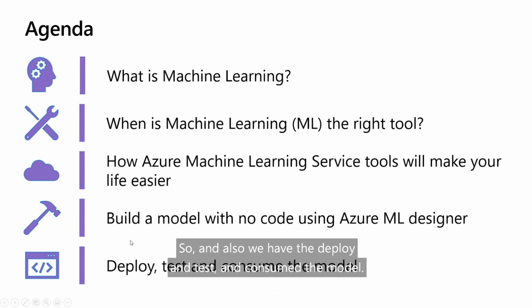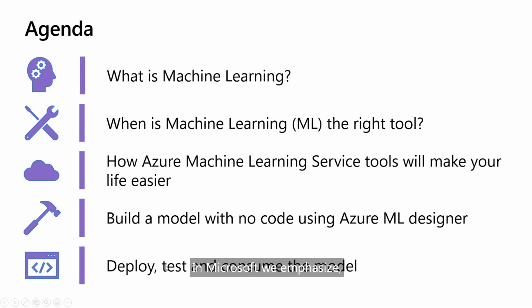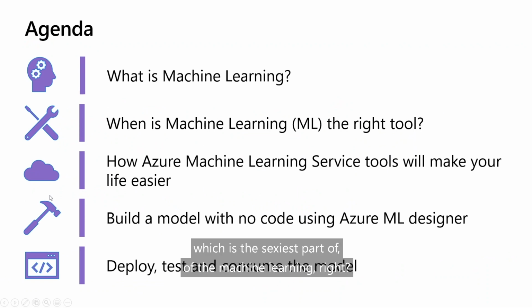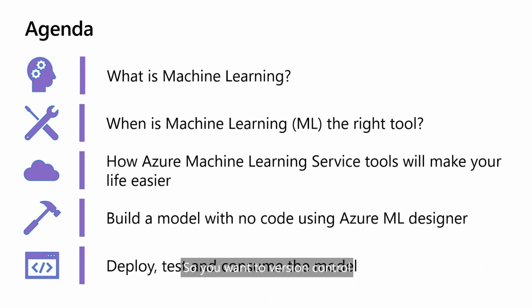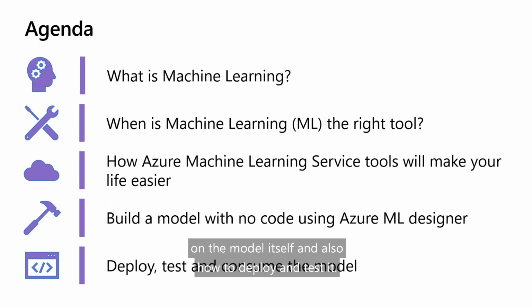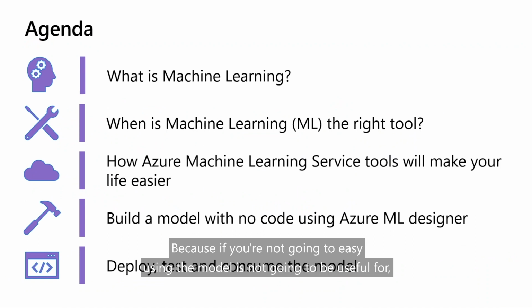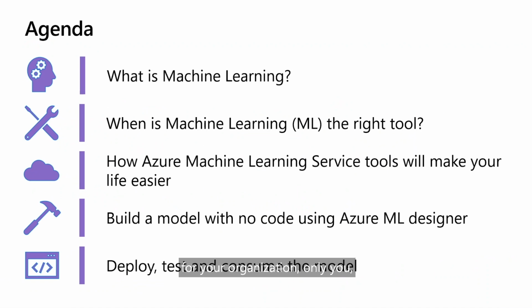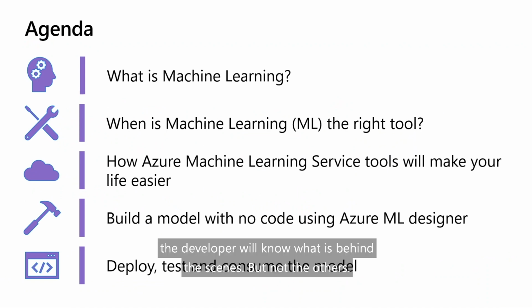We also have deploy, test and consume the model. In Microsoft, we emphasize operational guidance, which we call MLOps. We not only take care of the training, which is the sexiest part of machine learning, since people have been talking about how to train the model, but we also take care of version control, because in the machine learning world you train a lot. So you want version control on the model itself, and also how to deploy and test it. Because if the model is not easy to use, it's not going to be useful for your organization. Only you, the developer, will know what is behind the scenes, but not the others. So we try to make machine learning accessible for everyone.